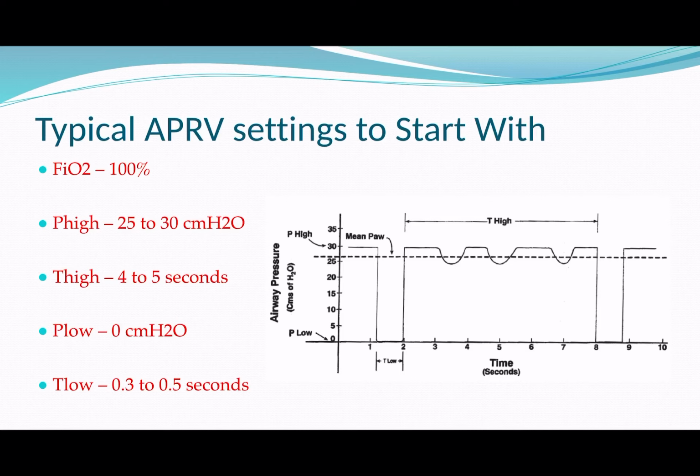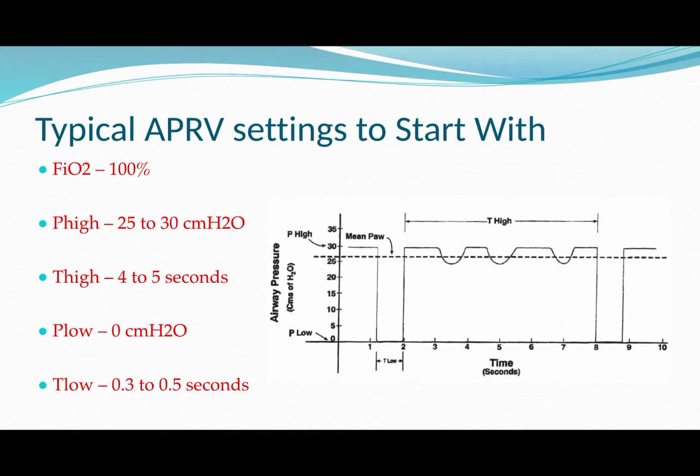In terms of the time that a patient is kept at that high pressure, it's generally speaking between 4 and 5 seconds. Sometimes, if the patient's got a lot of carbon dioxide on board, you can drop their T high down to around 3 seconds, 3 to 3.5 seconds. But the whole point of APRV is to try and maximize the amount of time that the lungs are open. And in order to do that, you want to try and maximize the amount of time that you're at that high pressure.